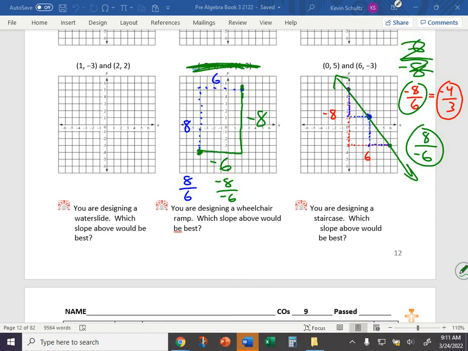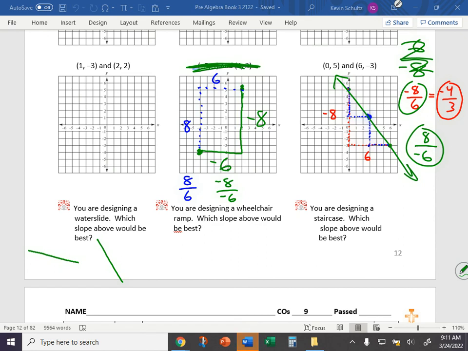Simplify. The three on the bottom, it says you are designing a water slide. Which slope above would be best? Okay, so now you've got to analyze. I think it was Blake the other day asked, when will we ever use this, right? If you're designing a water slide, you're going to want to map it out first before you just start building it, right? Okay. And so as you're looking at these different options here, would a slope such as this make a very good water slide? Well, it depends on what you're into, right? Would a slope like this make a good water slide?